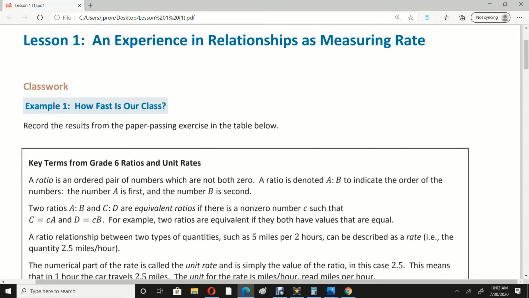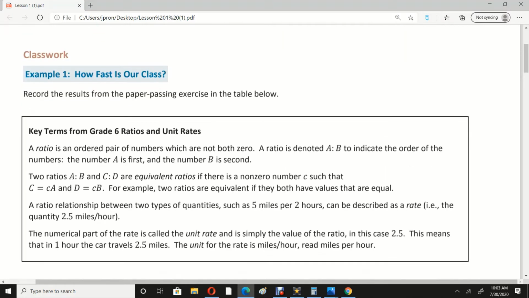Welcome in 7th grade. In this video, we're going to look at Eureka Workbook Module 1, Lesson 1, Experience and Relationships as Measuring Rate. When you open up your workbook, the first thing you're going to see in this lesson is a couple of key terms from 6th grade.